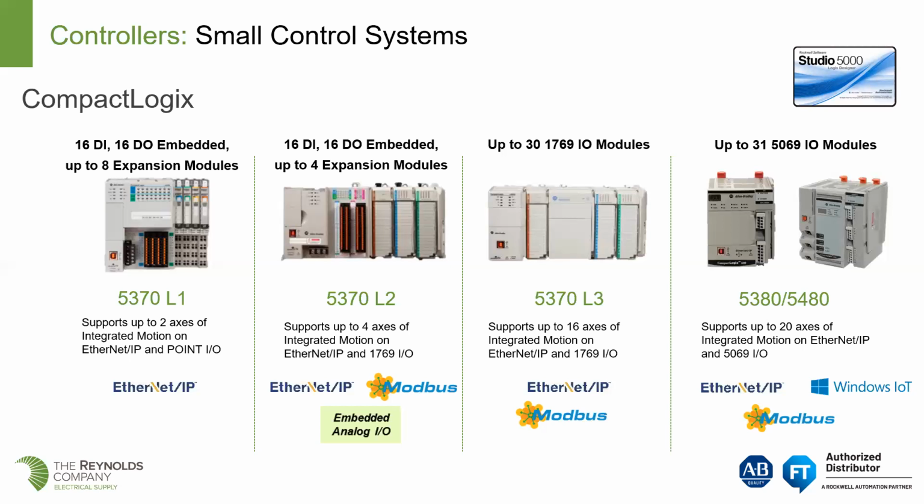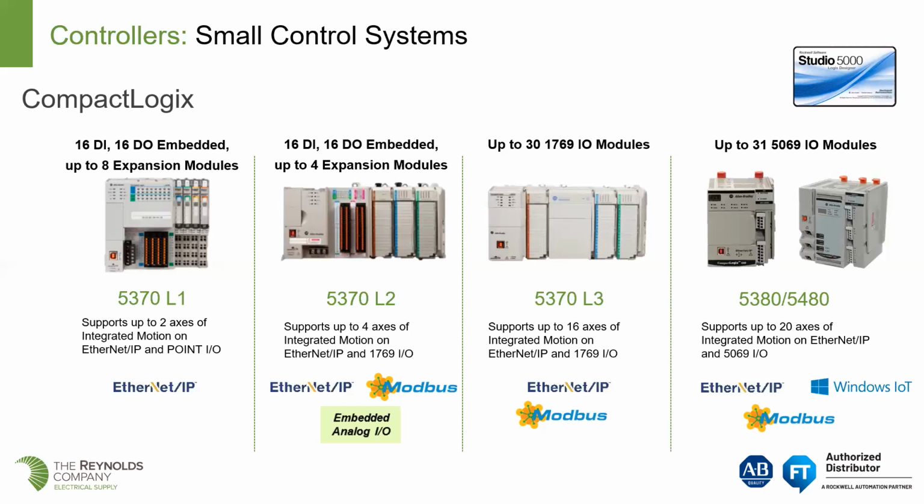So the L1 is a little bit of an outlier in that it has a different IO on it. It's designed for a much smaller system and is at our lowest price point, but it takes advantage of all the Logix capability.